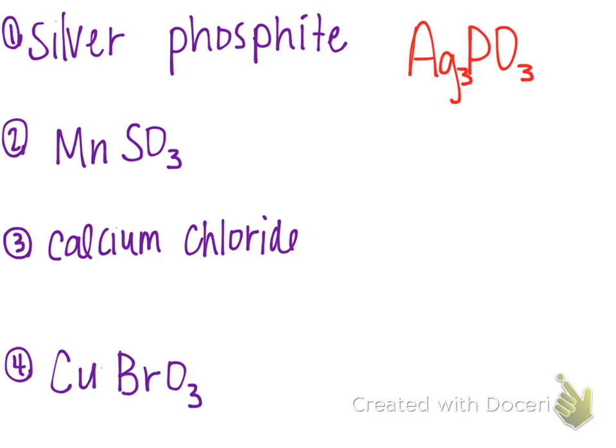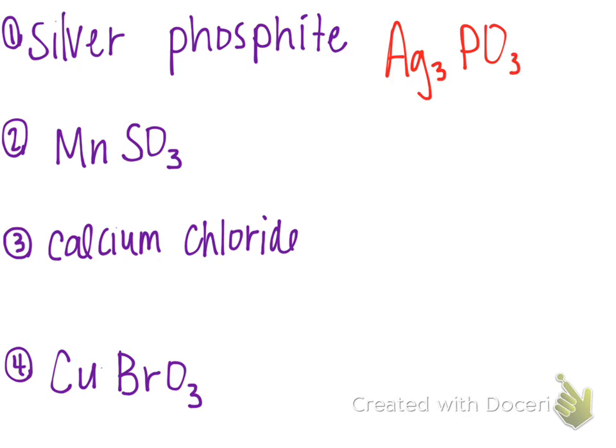If you put the parentheses, is it wrong? Technically, yes. You only need the parentheses if you need more than one polyatomic ion. So if we needed more than one phosphite, we would put the parentheses. But since we only need one phosphite and three silvers, it's Ag3PO3. So non-reducible. That's okay.